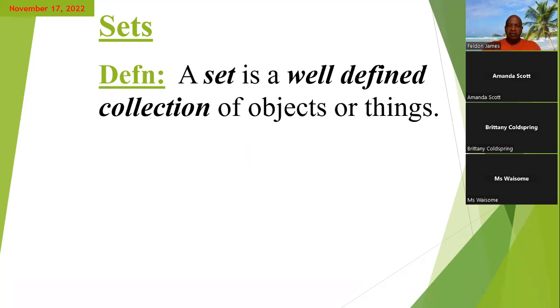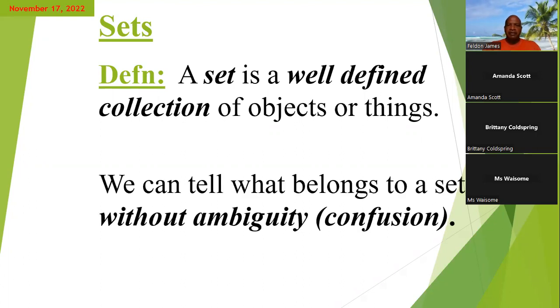We shouldn't have any doubts of what the members are, like the set of objects in a female handbag. It shouldn't be doubtful as to what the members are. So there are certain elements that we wouldn't really expect to find in a female handbag. So those would not be a member of, or not an element of, a female handbag. So we can tell what belongs to a set without ambiguity, without confusion.